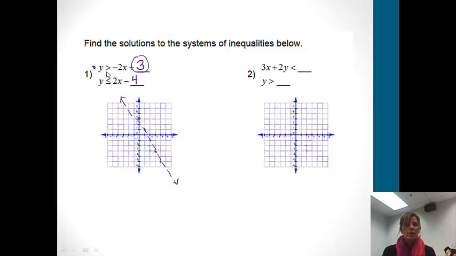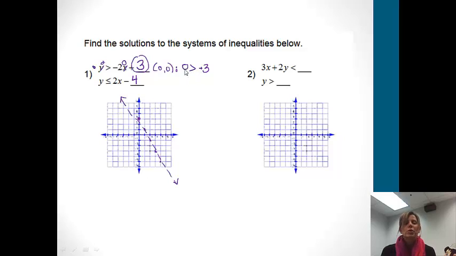And then if you recall, when it's an inequality, we're going to shade one side or the other. So we're going to test 0, 0. When I plug 0 in, I end up getting 0 is bigger than 3. Positive 3, sorry about that.